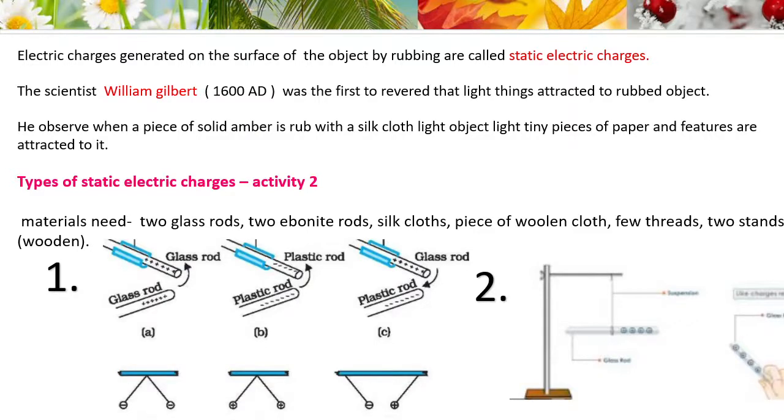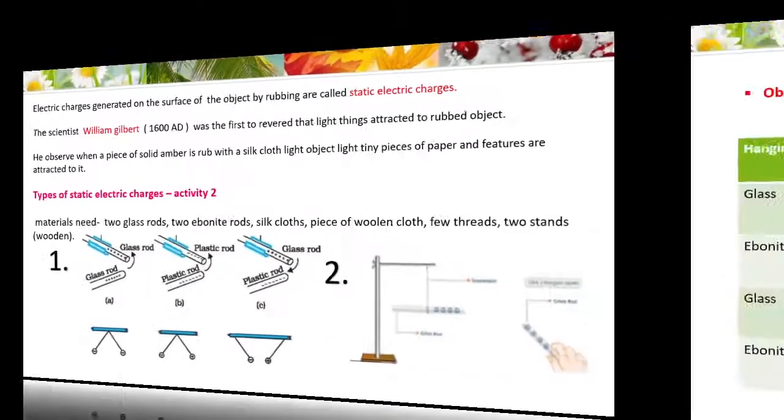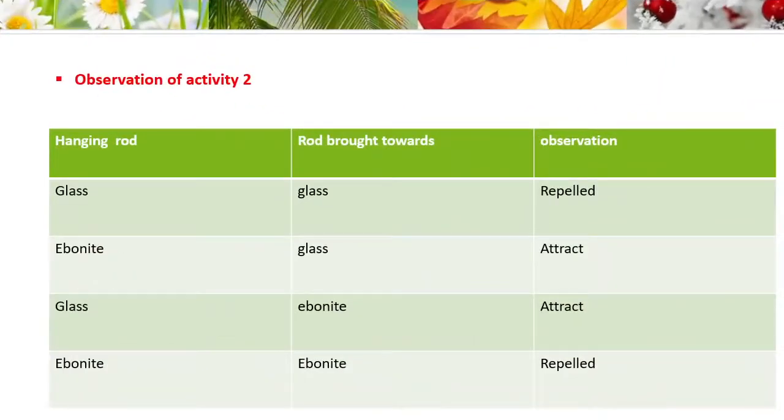Types of static electric charges. We observe that from activity 2. Materials needed: 2 glass rods, 2 ebonite rods, silk cloths, pieces of woolen cloths, few threads, 2 stands. From the second diagram, you can observe this activity. So, observation of activity 2.